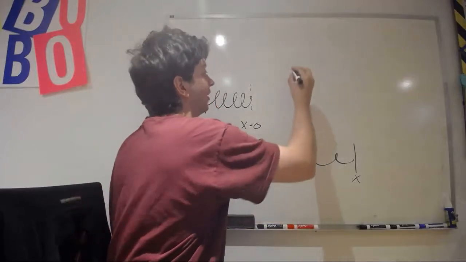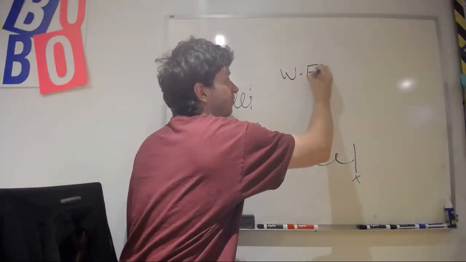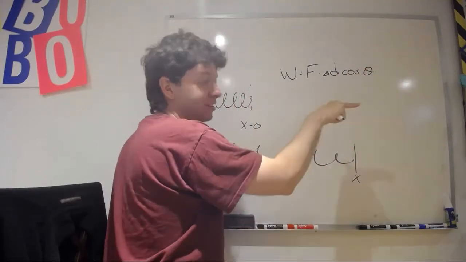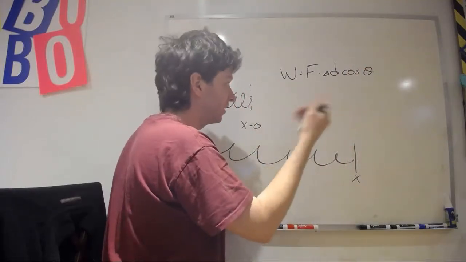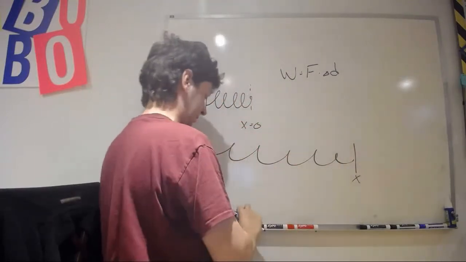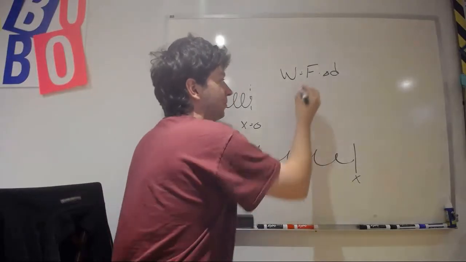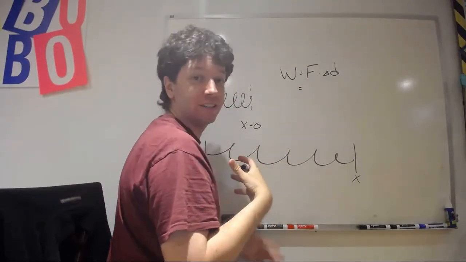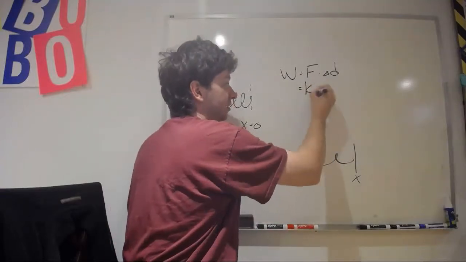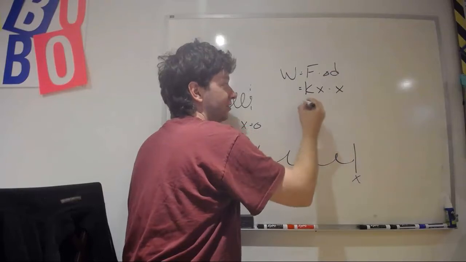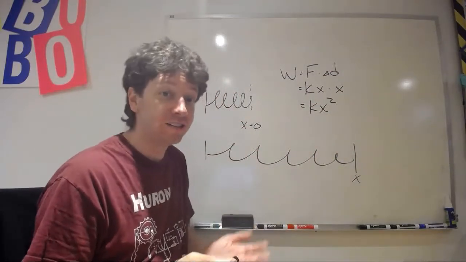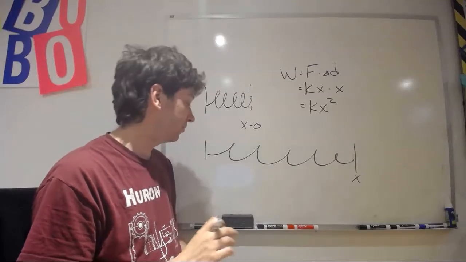Now, here's the tricky part. We know that work is force times displacement times the cos of the angle between them. Well, if our force is in this direction and our displacement in that direction, the angle is 0 degrees and cos of 0 is 1. So let's just get rid of that. Then we have force times displacement. The force you apply, we learned in Hooke's law, is the spring constant times x, and your displacement is x. So if this is all you do, it looks like the work done, and therefore the stored energy, which we call elastic potential energy, is kx squared.